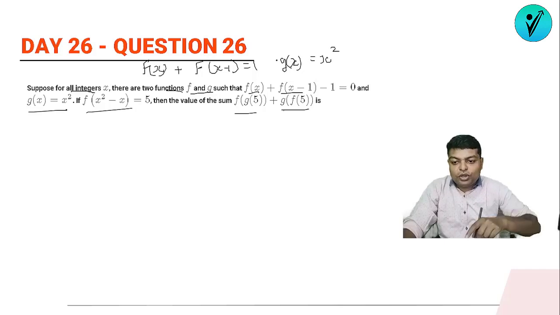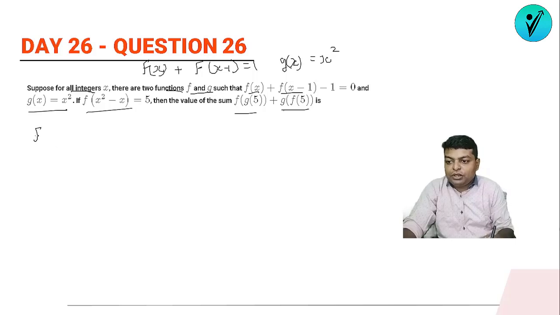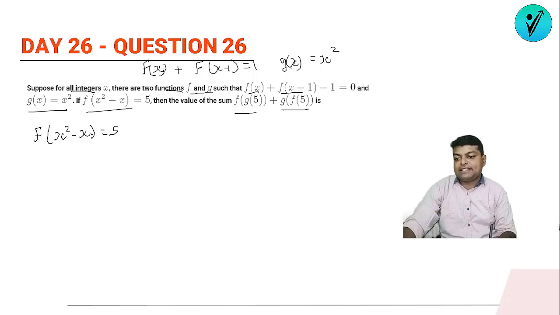One more piece of information we have is that f of x square minus x will be 5. Then we have to get the value of f of g of 5 and g of f of 5. So first of all, we need the value of g of 5. What will be the value of g of 5? So g of 5 is very easy, right?